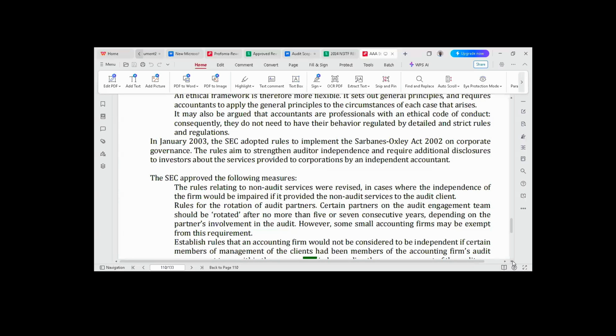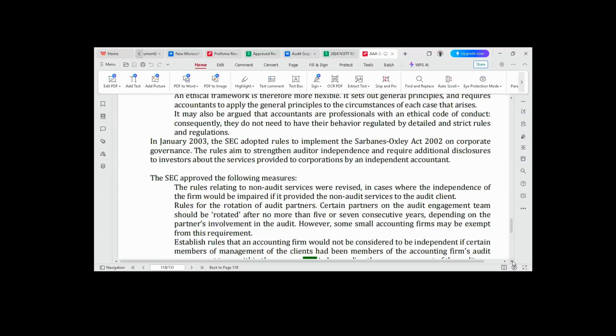So in Nigeria, as a way of safeguarding the independence of the external auditor, the Security and Exchange Commission and the Institute of Chartered Accountants of Nigeria have introduced what we call rotation of audit partners. We call it what? Rotation of what? Audit partners.